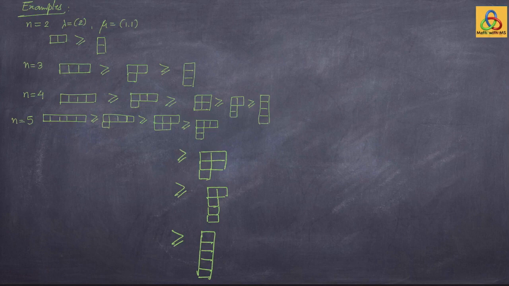I will stop here. In the next lecture, we are going to develop some more background before proving the explicit bijection between conjugacy classes in the symmetric group and the irreducible representations of the symmetric group.